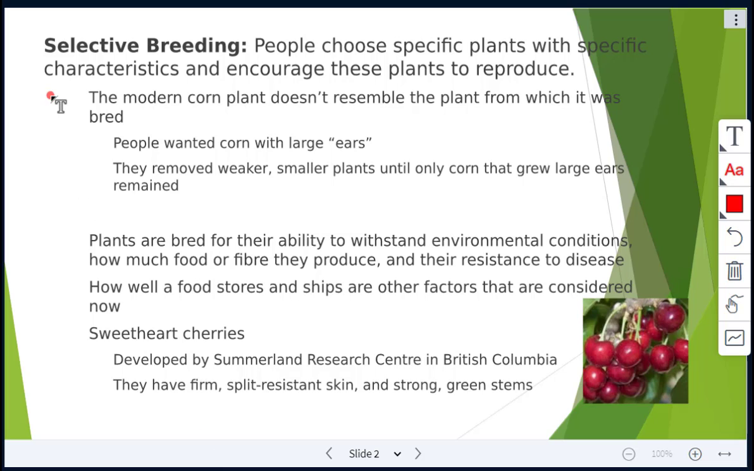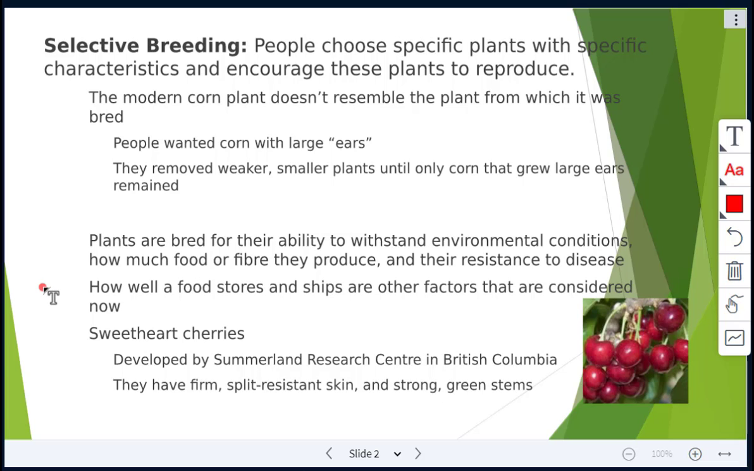An example is the modern corn plant. It does not resemble the plant from which it was bred. People wanted, for example, corn with large ears. So they removed the weaker, smaller plants until they were growing only corn that grew large ears. All right, so therefore more yield, more food. So plants are bred for their ability to withstand environmental conditions, how much food or fiber they produce, and even their resistance to disease.